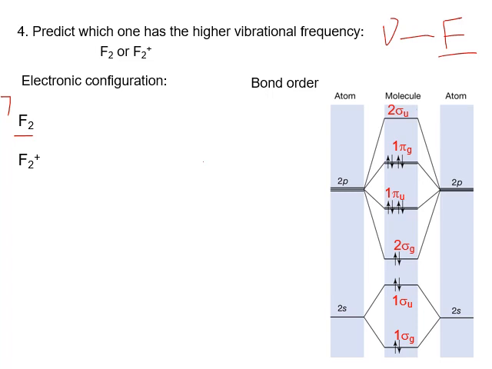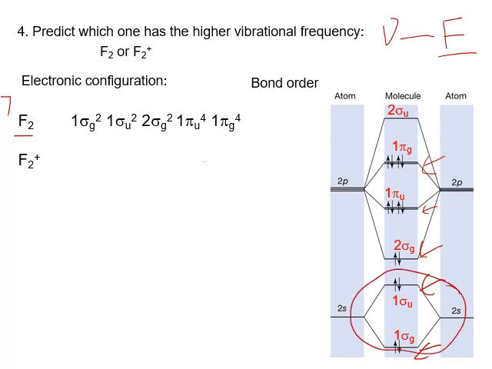Okay, so now we fill the molecular orbitals. 2, 2, 2, 4, 4. That's a total of 14. To calculate the bond order, we notice these two cancel each other, and these are all in the bonding molecular orbital, and these are the anti-bonding molecular orbitals. So you have 6 in the bonding, 4 in the anti-bonding. So 6 minus 4 is 2. 2 divided by 2 is 1. So for the fluorine molecule, the bond order is 1.